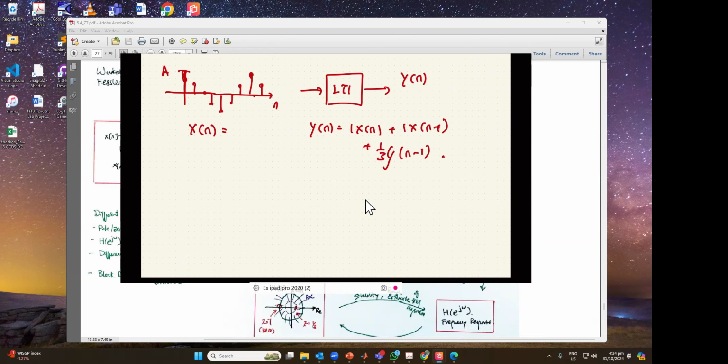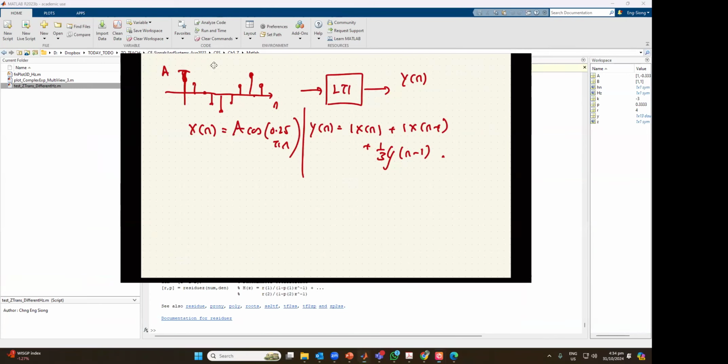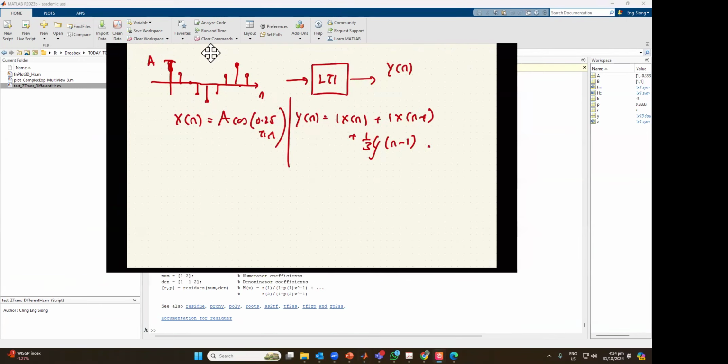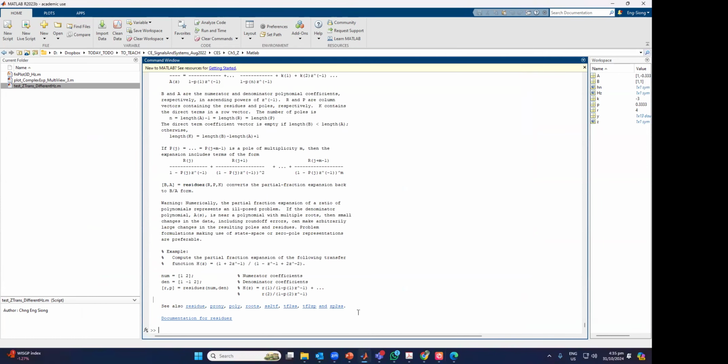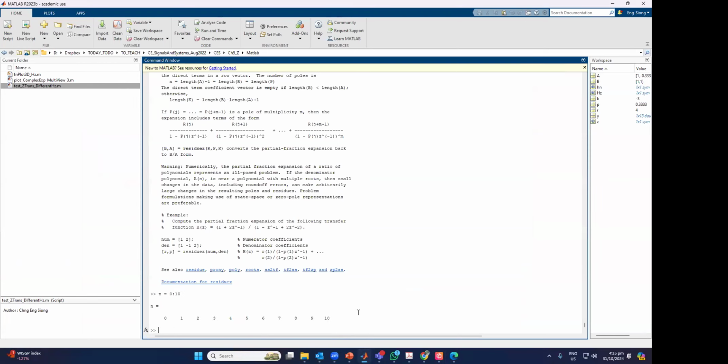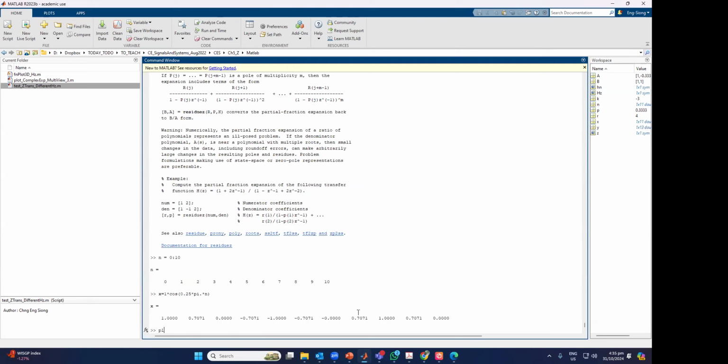All right, guys. Let's sketch a cosine of 0.25 pi n, n equals 0 to 10. x equals 1 times cosine of omega, which is 0.25, times pi n. Plot, stem n, x. What do I get?